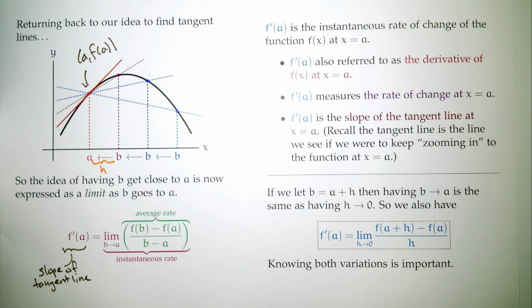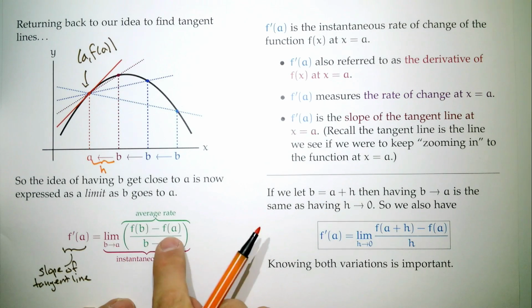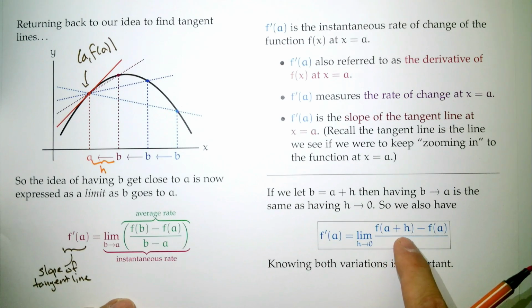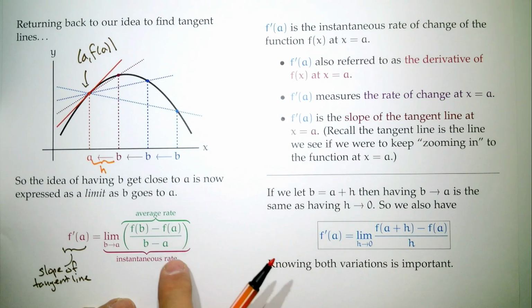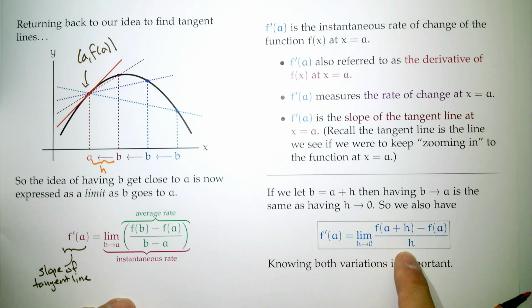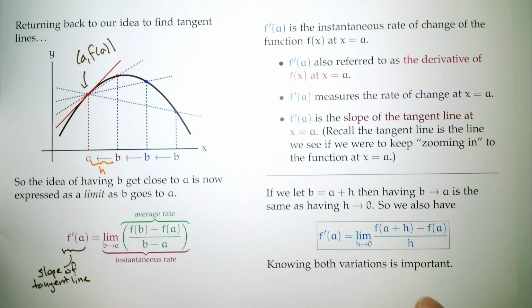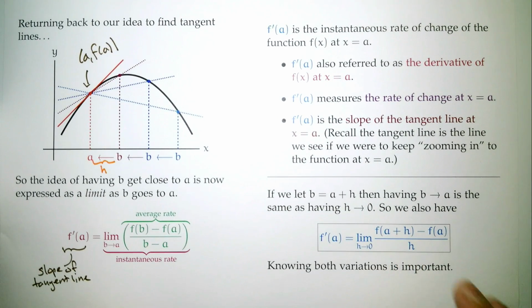So now I can say, okay, what changes to the formula? Well, f of b minus f of a, that's f of a plus h minus f of a. And then the b minus a, that's our change, that's h. And so we can write it as f of a plus h minus f of a, all over h. Now, I will say that they are both equivalent in that you'll get the same answer.